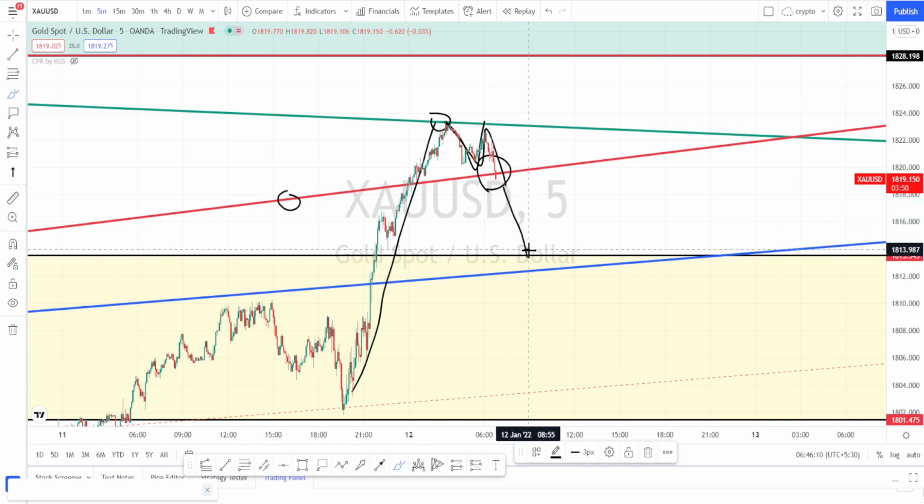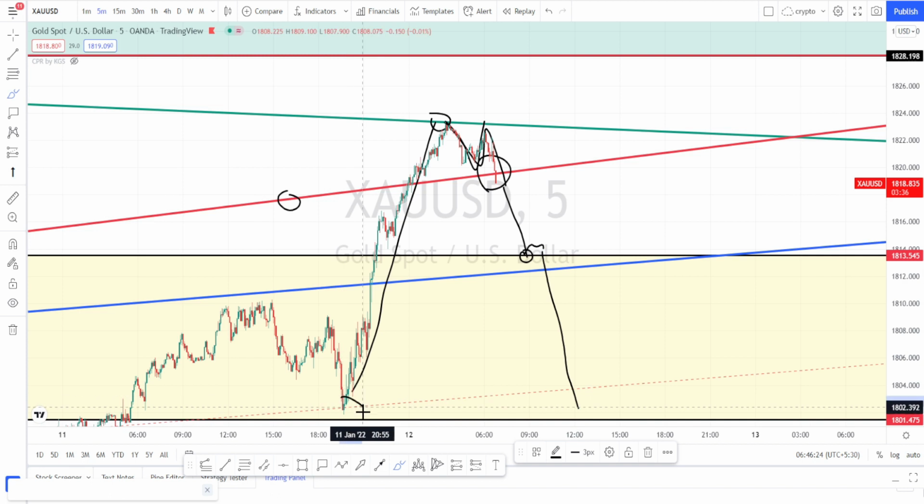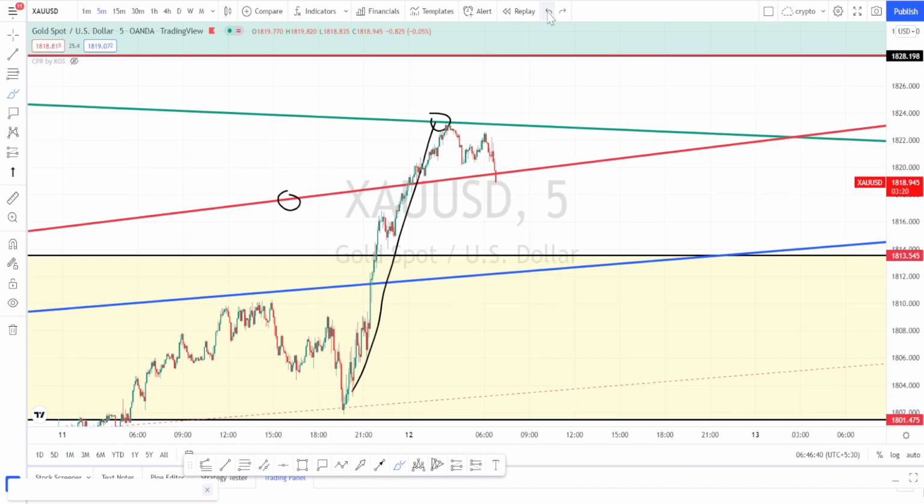I am expecting it to stop over here, which is around 1813, and consolidate, or if the bearish trend is very strong, we can expect it to retrace back 100% from where it started its bullish trend. This will be around 1802. Let us draw the support and resistance levels.